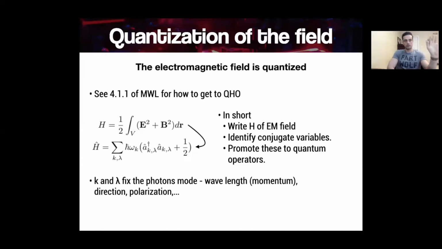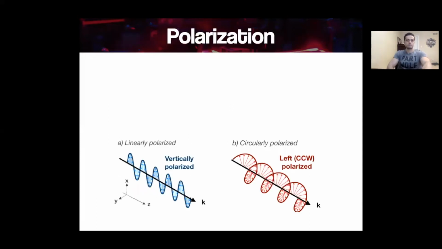But I think it's sufficient for us to drop k and lambda there. You'll see why the k and lambda are there if you go through the derivation in the text. When we're doing quantum crypto or quantum computing, we're not talking about photons in different modes, so we're going to be able to ignore that. We're just going to write the a dagger and a as creation and annihilation operators for the same photon mode. Okay, polarization. Here we have two pictures at the bottom, and k depicts the direction that the electric field is moving.